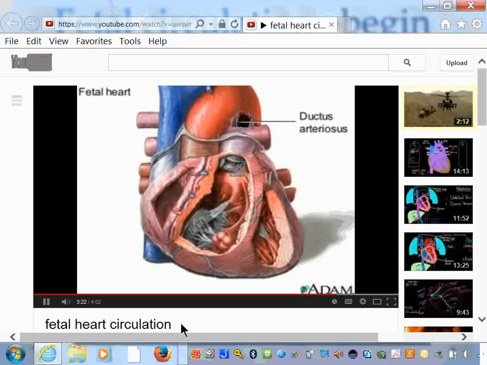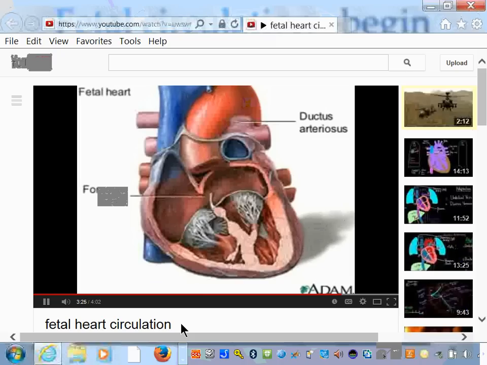These two important connections will remain open up until the time of birth. Within 30 minutes after the baby's first breath, the ductus arteriosus will completely close, and the flap of the foramen ovale will shut off like a valve. This happens because of an increase in pressure on the left side of the heart and a decrease on the right side.